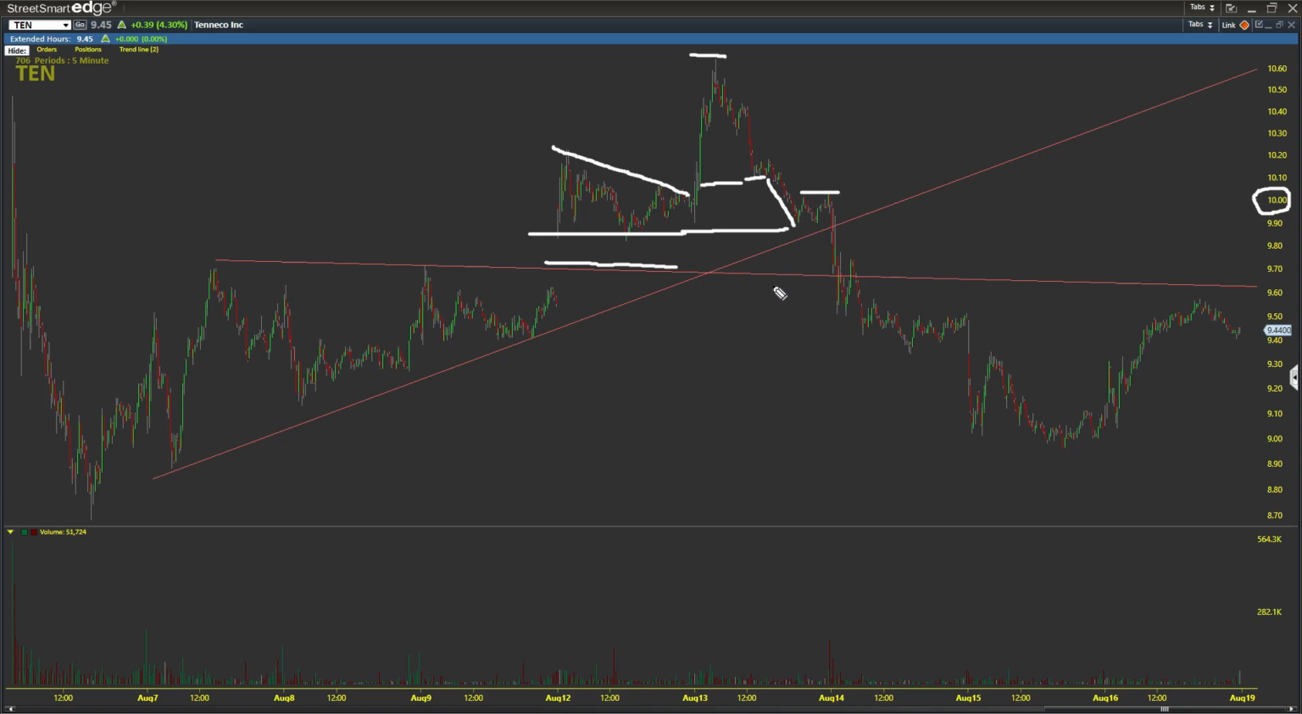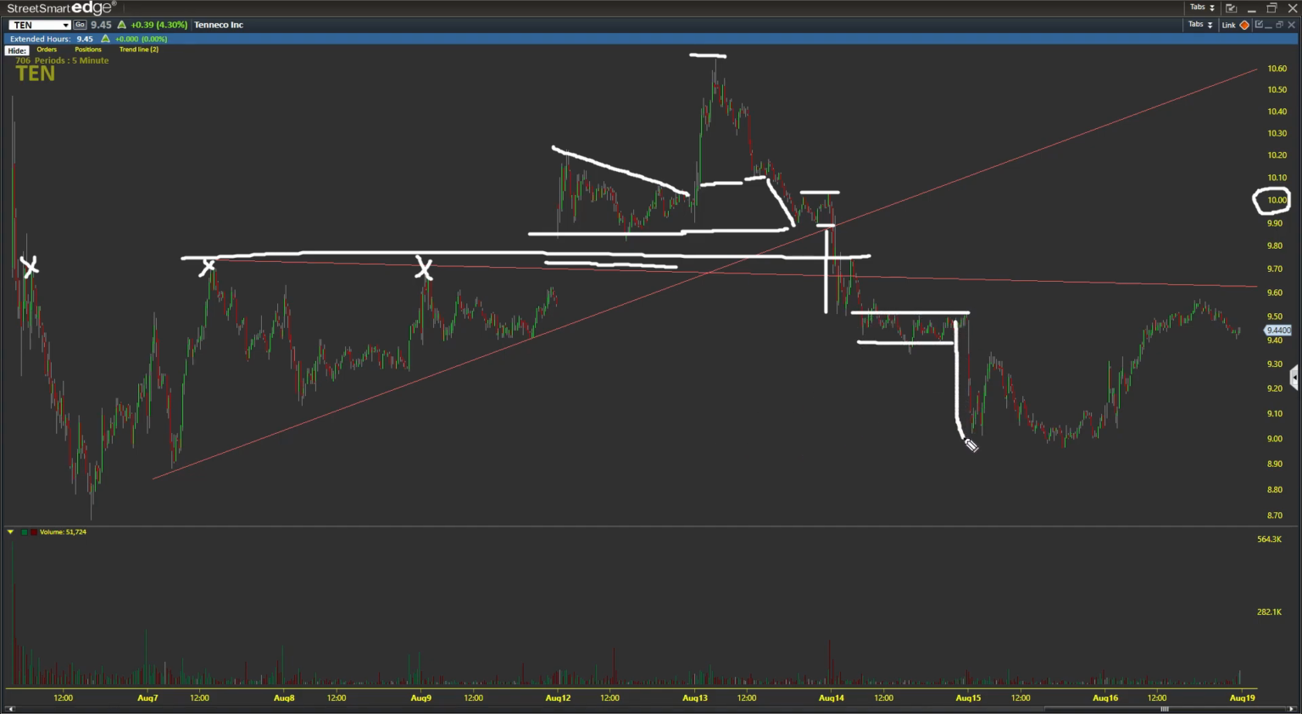$10 is now resistance, and then finally collapsed below that 9.90 area, and finding resistance right here, where it found resistance all right here, and right here, and all right here. Falls down even more, consolidates before its next move, and then collapses its way down.